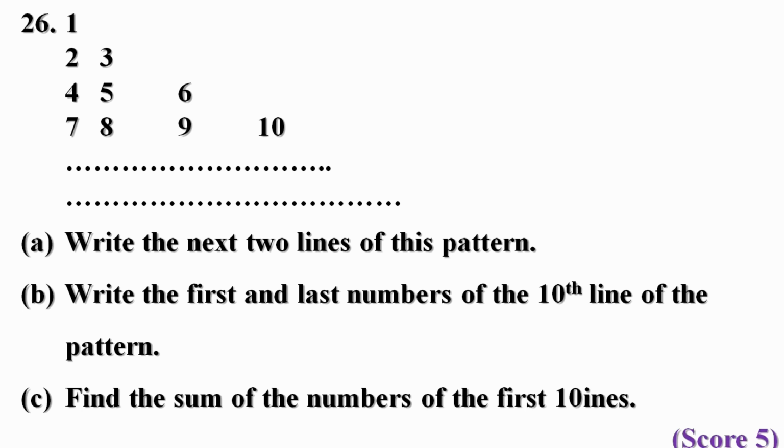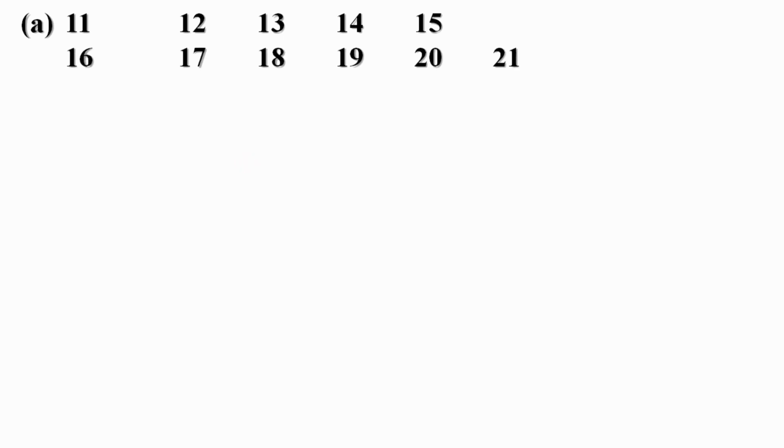In the third line, there are three natural numbers. And in the fourth line, there are four natural numbers. So, in the next line, there should be 5 natural numbers that comes after this. That is 11, 12, 13, 14, 15. And in the next line, there are 6 natural numbers continuing like this: 16, 17, 18, 19, 20, and 21. Now we have to write the first and last numbers of 10th line of this pattern.